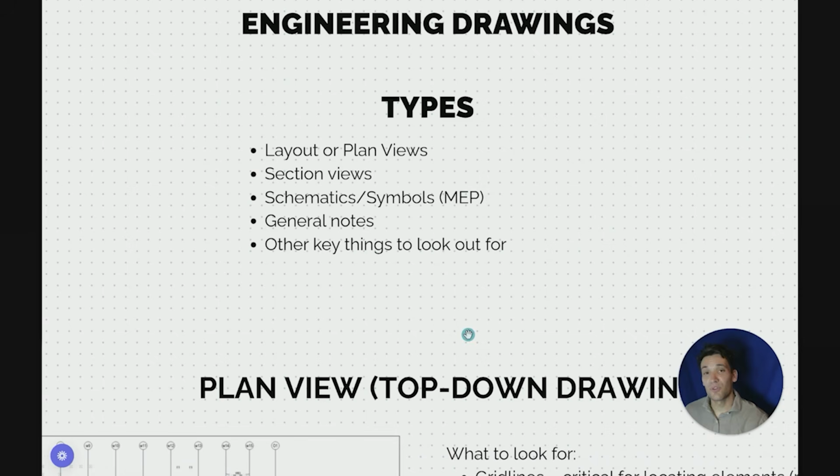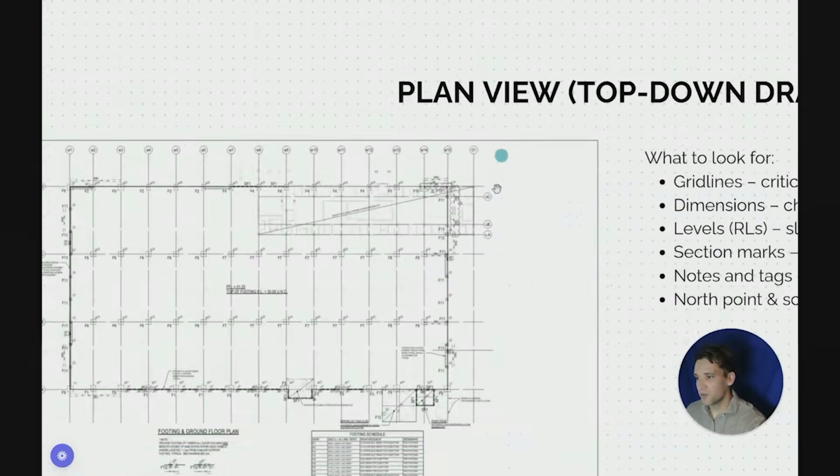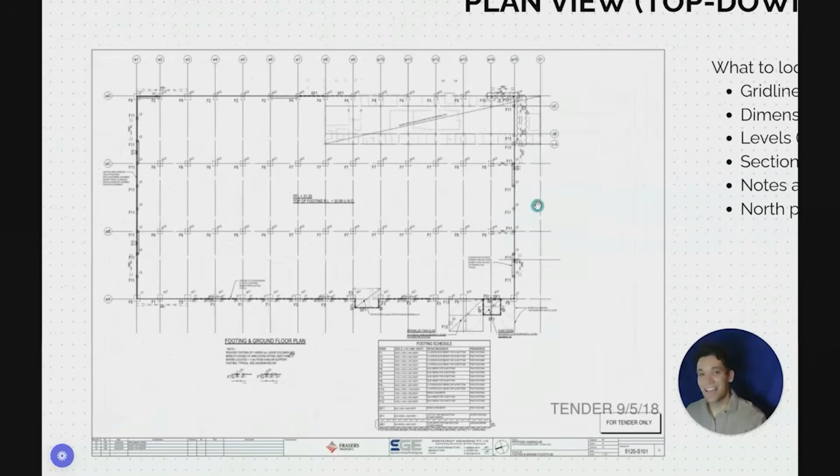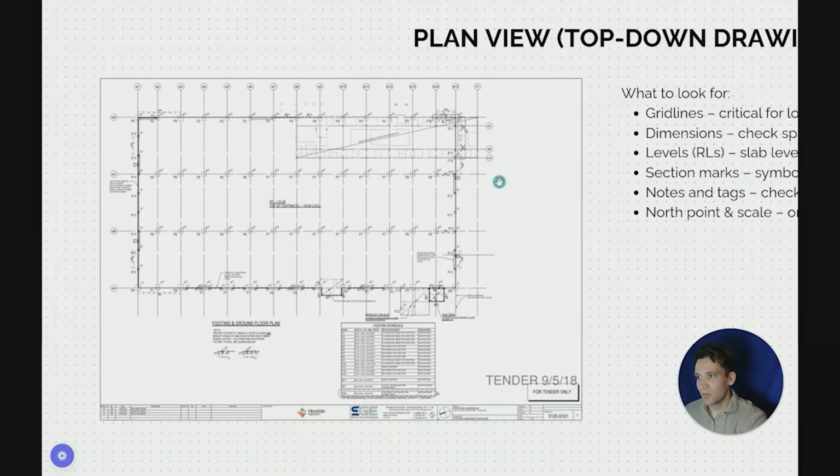Okay, first up, we've got plan view and top-down drawing. So a plan view is an aerial view of the project. Imagine we're above the project looking down. What do we want to pay attention to when we're looking at a plan view?